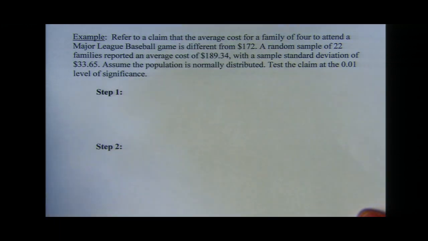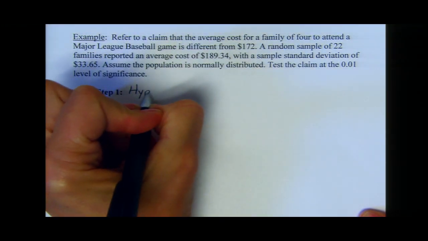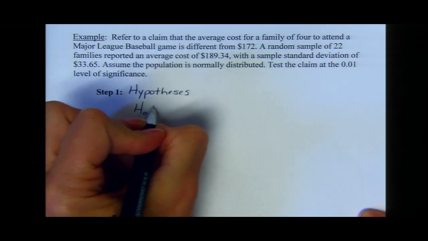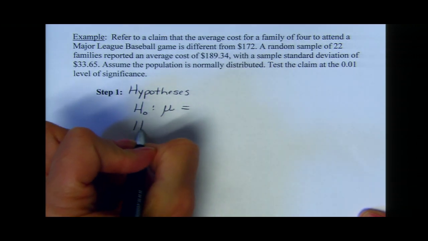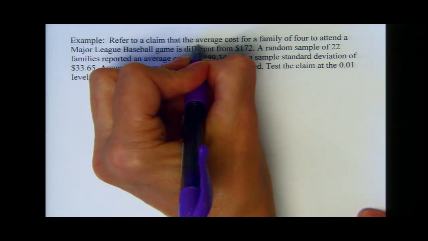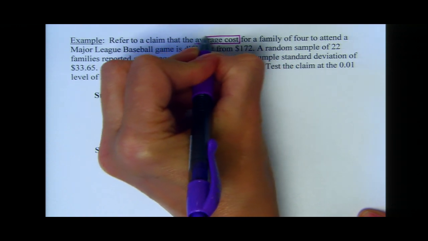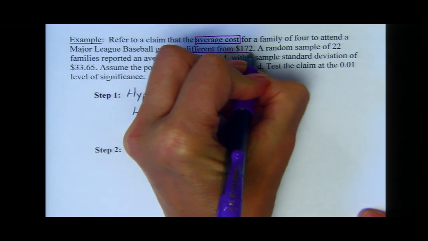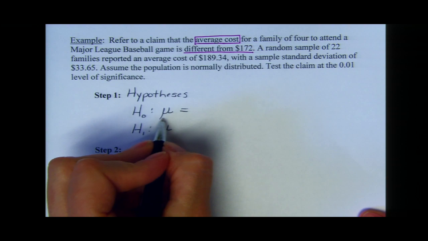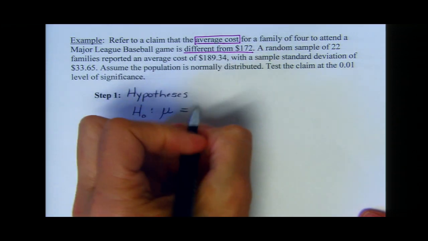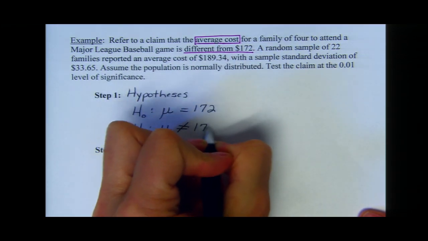Okay, so the first thing that we're going to do is set up our hypotheses. So we know this is very similar. We know we're going to have mu is equal to some number, and the alternate is going to be less than, greater than, or not equal to. So I look at that first sentence: a claim that the average cost for a family of 4 to attend a Major League Baseball game is different from 172. So that tells me different from means my alternate is not equal to. And this is the average of 172, or $172.